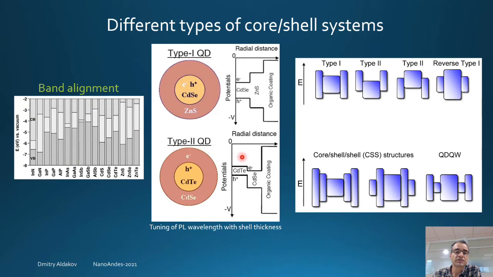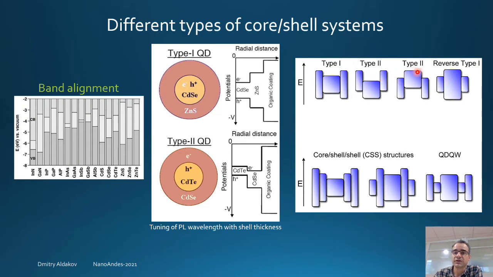This alignment is very interesting if you use it for electronic applications, if you want to separate your electron and the hole, for solar cells, for example, for photodetectors and so on. While type 1 is more interesting for photoluminescence applications, because you want to have your exciton, which will be luminescent afterwards. So here you have some types of type 1, type 2 systems.